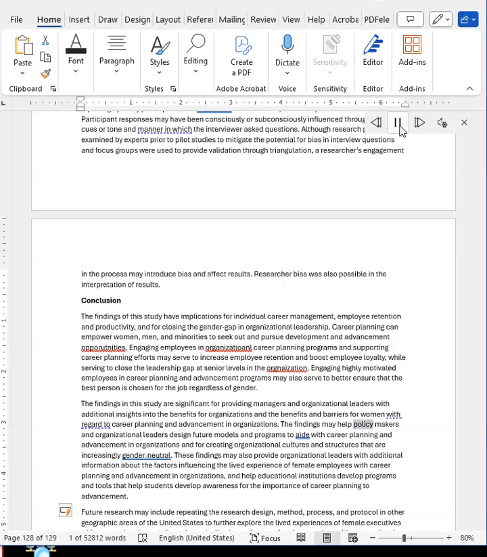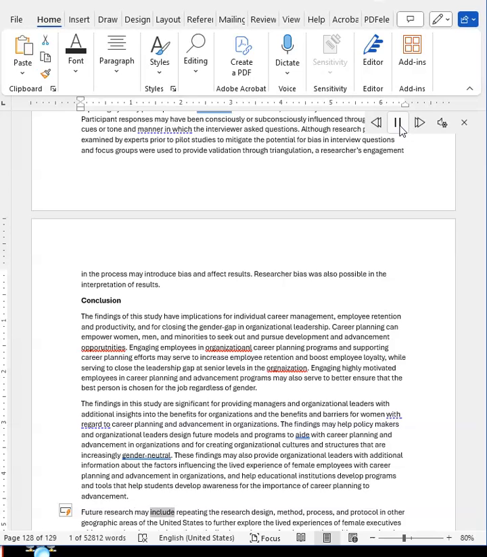The findings may help policymakers and organizational leaders design future models and programs to aid with career planning and advancement in organizations, and for creating organizational cultures and structures that are increasingly gender neutral. These findings may also provide organizational leaders with additional information about the factors influencing the lived experience of female employees with career planning and advancement in organizations, and help educational institutions develop programs and tools that help students develop awareness for the importance of career planning to advancement.